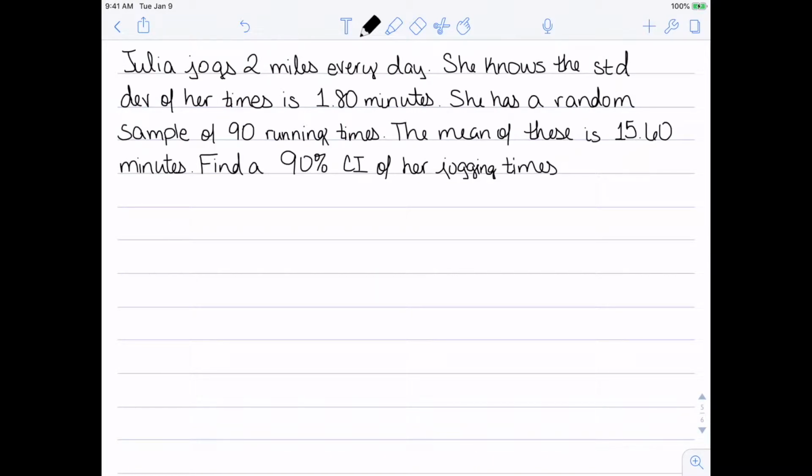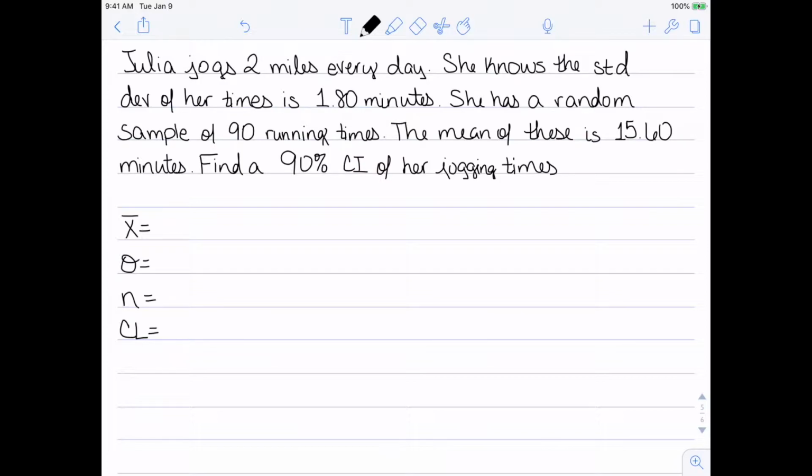Another example, Julia jogs 2 miles every day, and she knows the standard deviation of her running times is 1.8 minutes. She has a random sample of 90 running times, and the mean of those is 15.6. We want to find a 90% confidence interval for her jogging times.